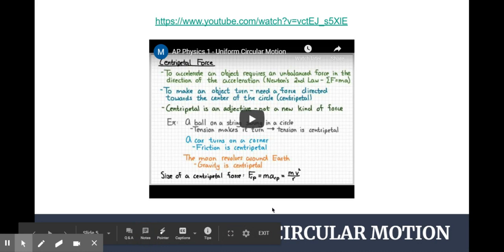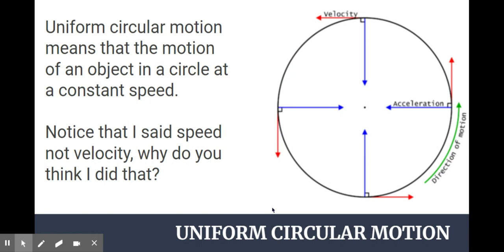So, all right, let's go ahead and launch into this. Uniform circular motion means that the motion of an object is in a circle and it's traveling at a constant speed. Okay, we're not dealing with a rotating object right now. We're only looking at an object that is moving in a circle at a constant speed.